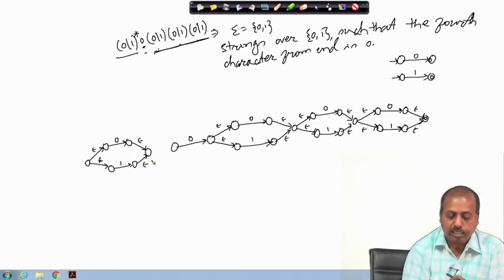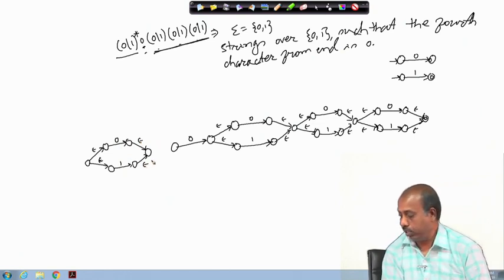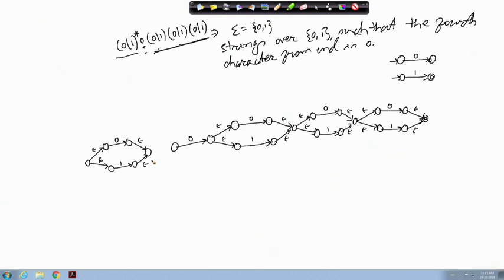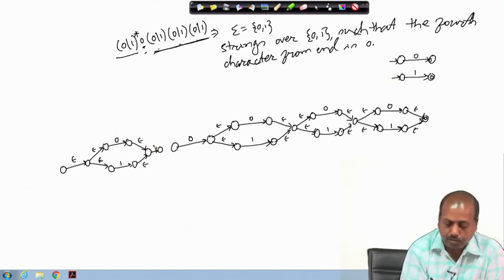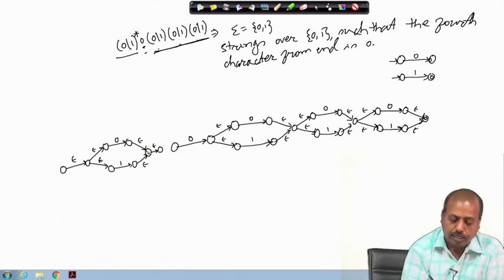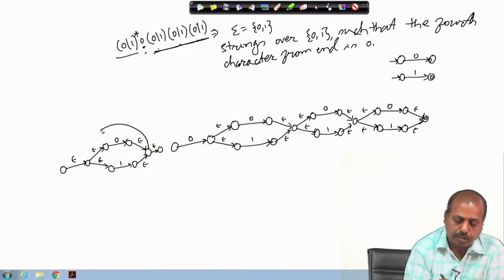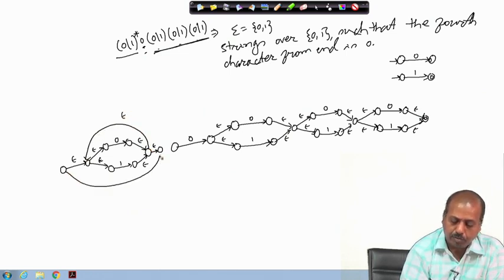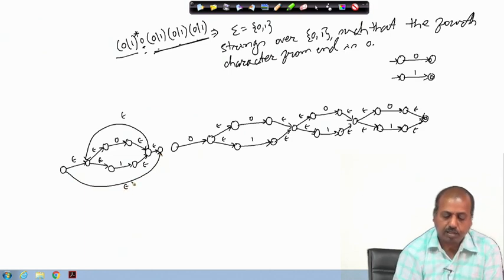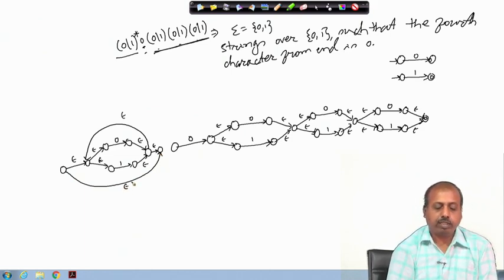Now, for making a star, what I need to do is that I have to have one more initial state here, and add one epsilon transition, and similarly have another final state here which will be an epsilon transition, and then add epsilon transition from here to here and add epsilon transition from here to here. So, this is going to be the case which is 0 or 1 star.